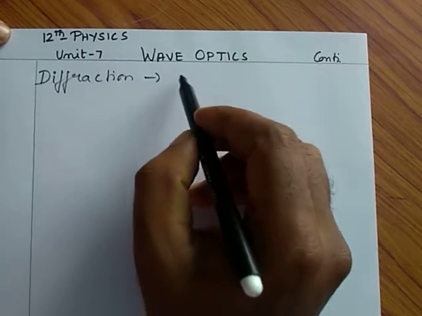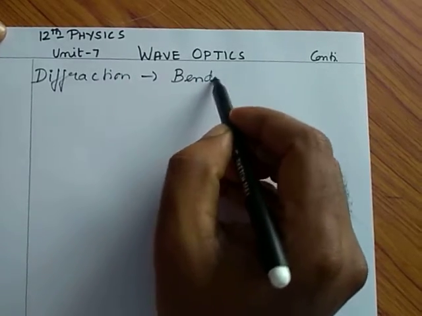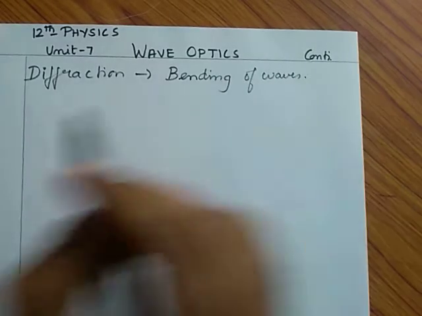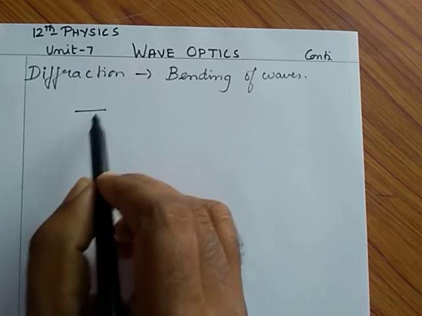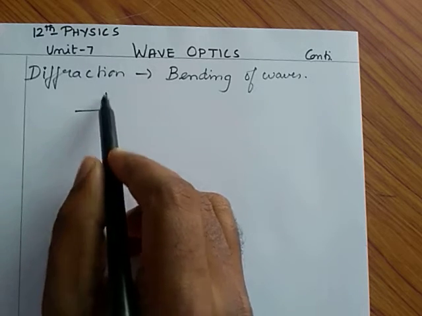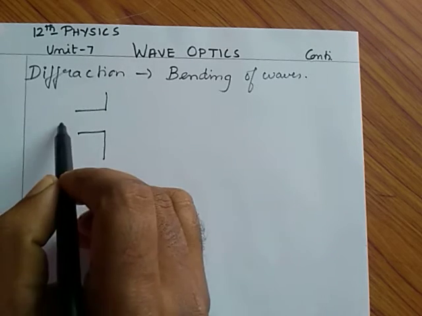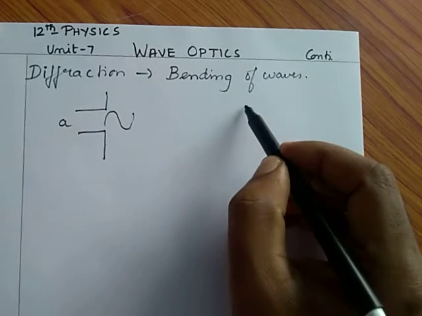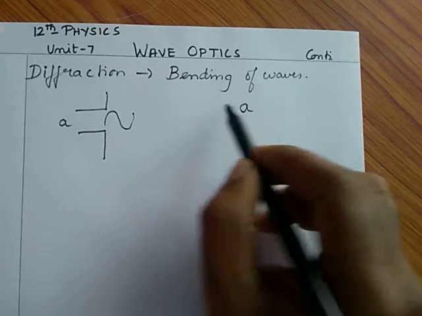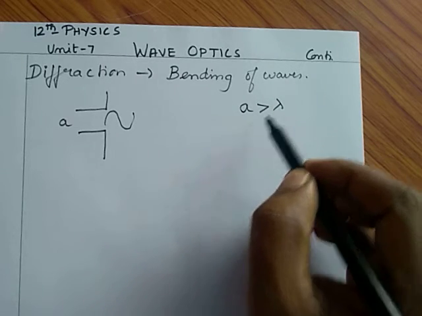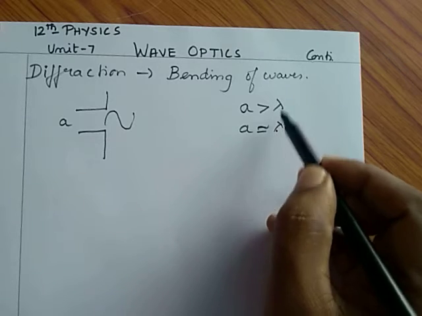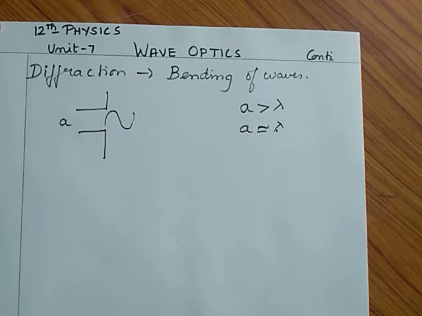Diffraction means bending of waves. In order to diffract the light, the width of the slit must be comparable to the wavelength of the light. The slit width will be greater than lambda, or comparable to the wavelength. For this case only, diffraction is possible.